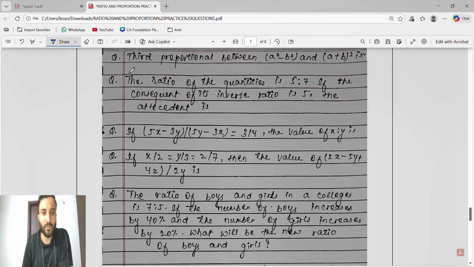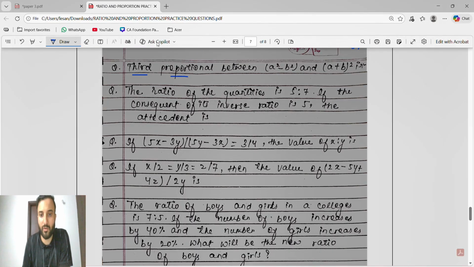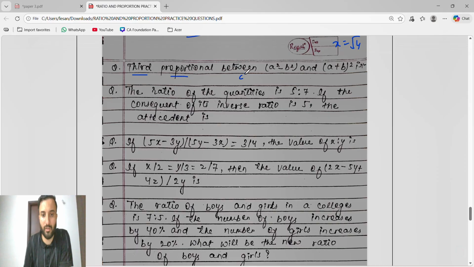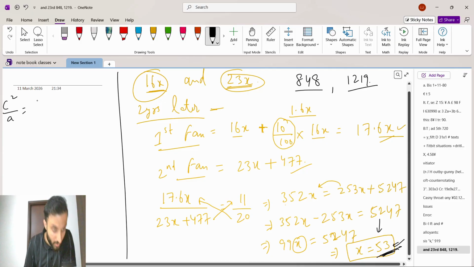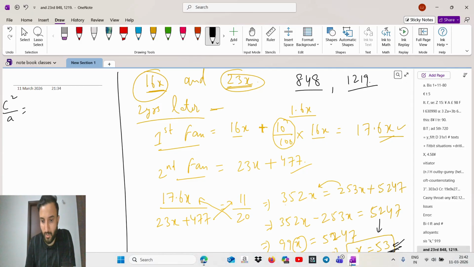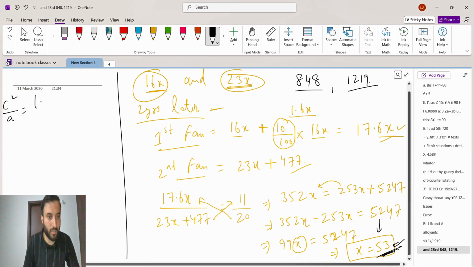Okay, next, the third proportional between these two. Third proportional is what we have to find. As we know, the third proportional formula is C square divided by A, and they will give the two numbers. First number I will take as A, second number I will take as C. The third proportional means C square by A. So C is A plus B. C is A plus B whole square.